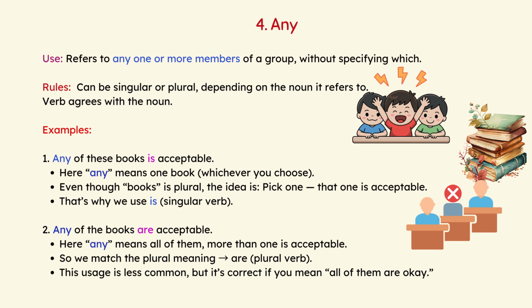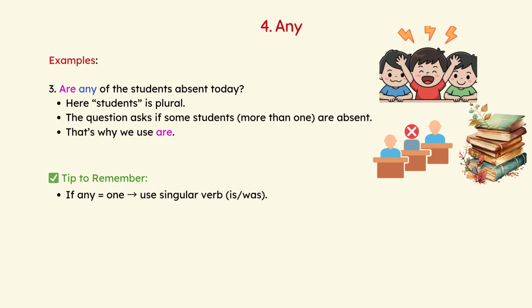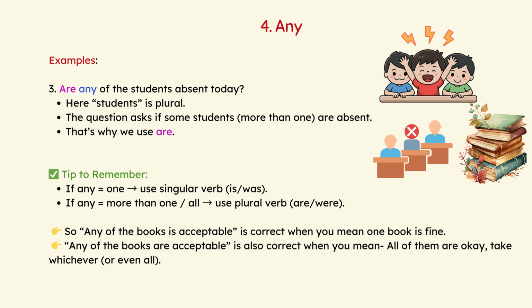Any of the books are acceptable. Here, any means all of them, more than one is acceptable. So we match the plural meaning with are, which is a plural verb. This usage is less common, but correct if you mean all of them are okay. Are any of the students absent today? Here, students is plural. The question asks if some students, more than one, are absent. That's why we use are.